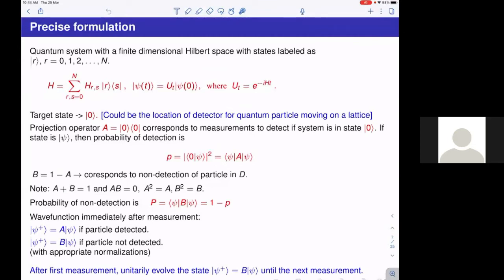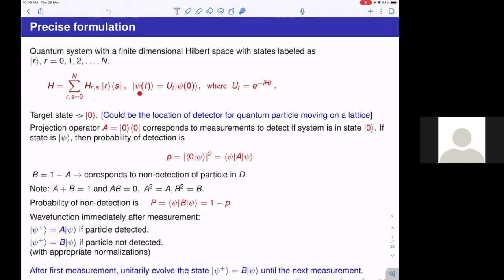For this, we will now work with a system with a finite Hilbert space. Let's say there are states which are labeled 0 to n. This is how I labeled my states. And let's say I have some Hamiltonian like this. You can think of it as a tight binding Hamiltonian, with tunneling between states R and S. But it's actually just the most general Hamiltonian with basis states given by R, S.